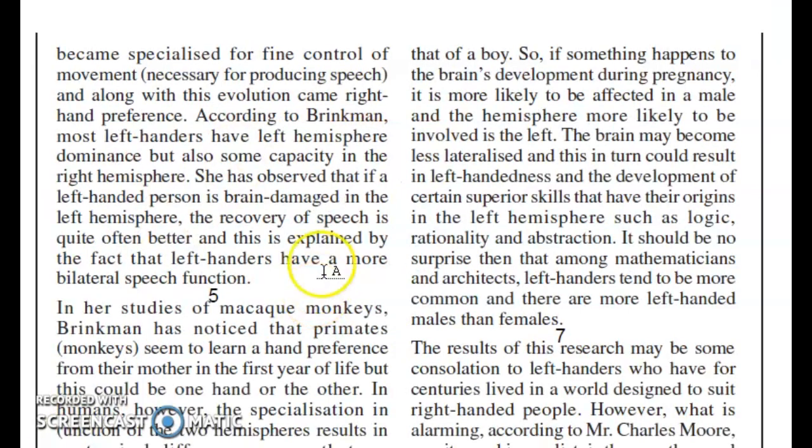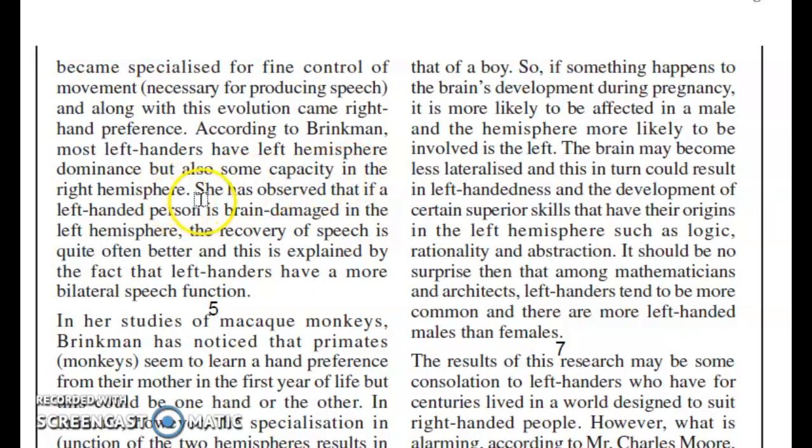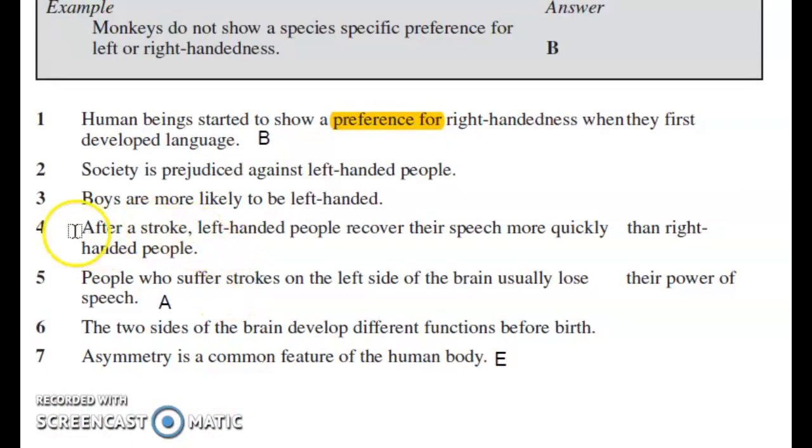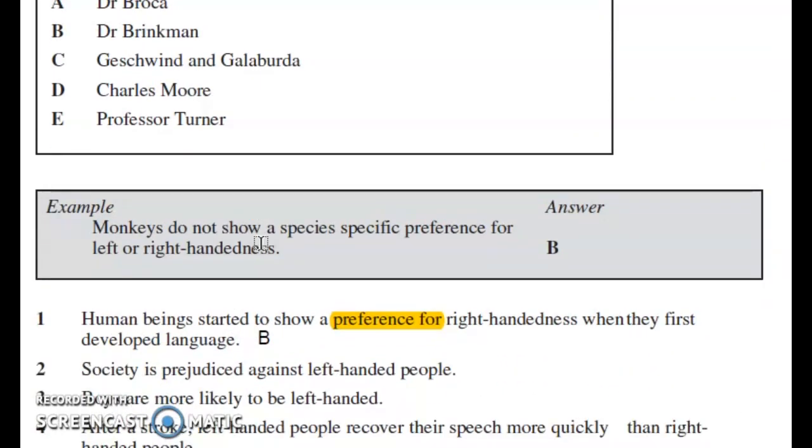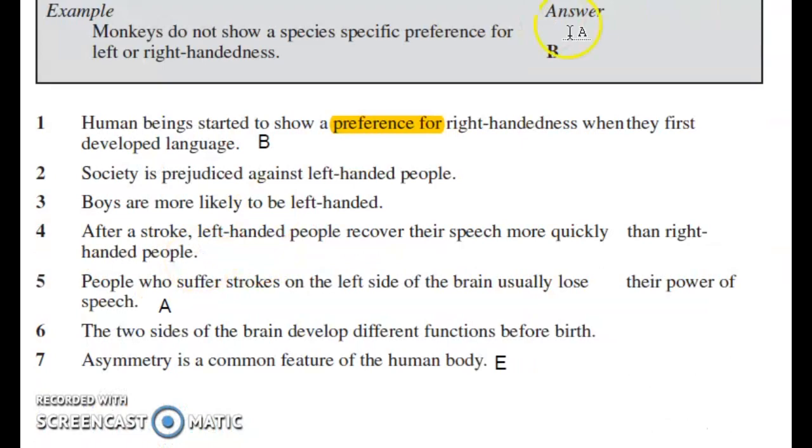So let's continue the reading. One more opinion is there from the Brinkman. She has observed that if a left-handed person is brain damaged in the left hemisphere, the recovery of speech, this is a keyword, recovery of speech is quite often better, and this is explained by the fact that left-handers have a more bilateral speech function. Let's find out. Yes, fourth question. After stroke, left-handed people recover their speech more quickly than right-handed people. So this is also the opinion of Dr. Brinkman. And our answer would be also B.